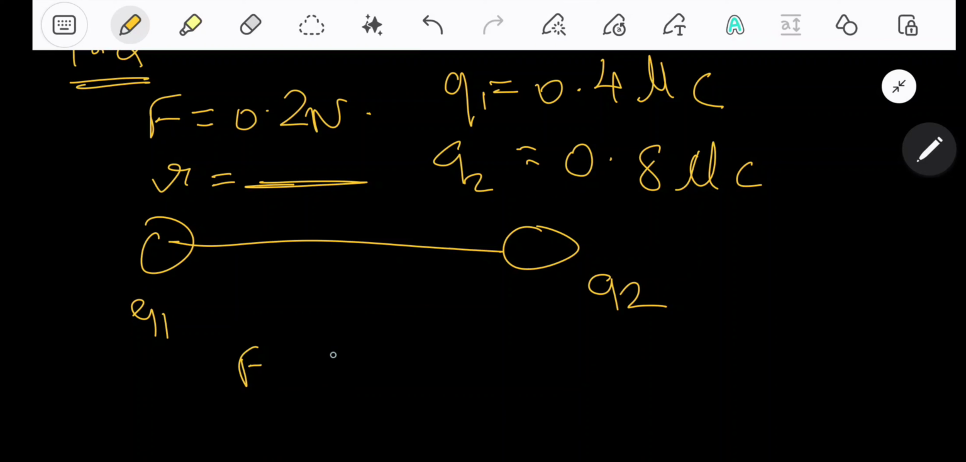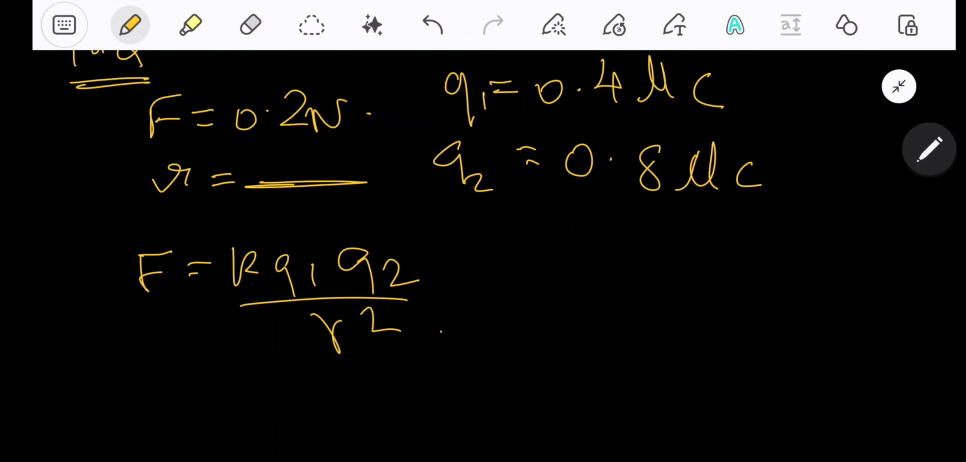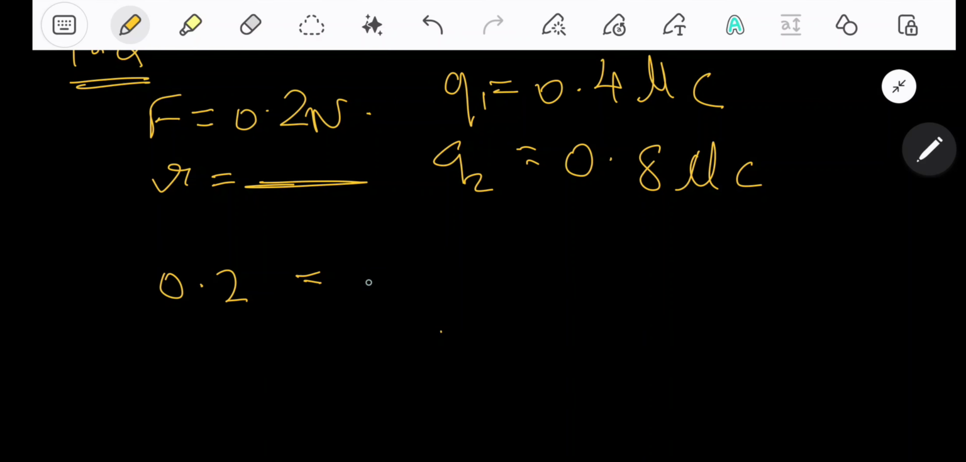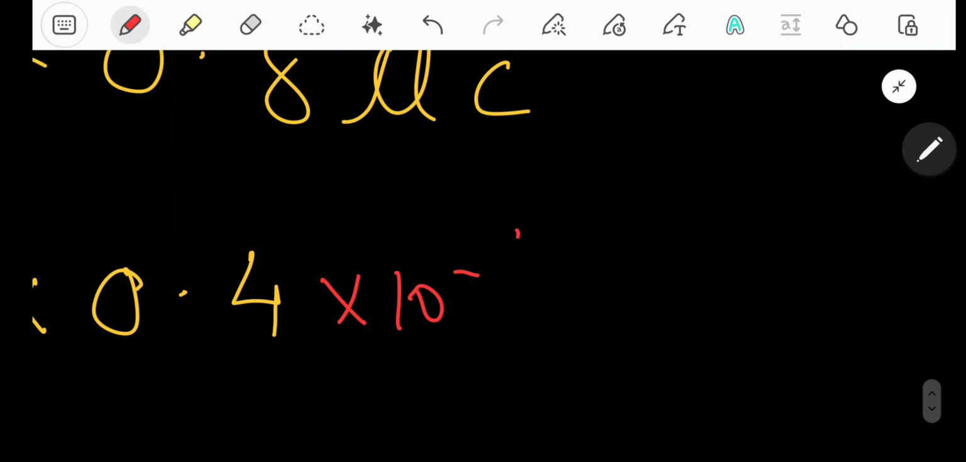It's pretty simple, right? We already got to know the idea of what we have to find. So let's find F is equal to K Q1 Q2 by R square, and let's substitute the values. That is, 0.2 is equal to K, which is 9 into 10 raised to 9, into 0.4. Now over here we have this new quantity, this with 10 raised to minus 6.